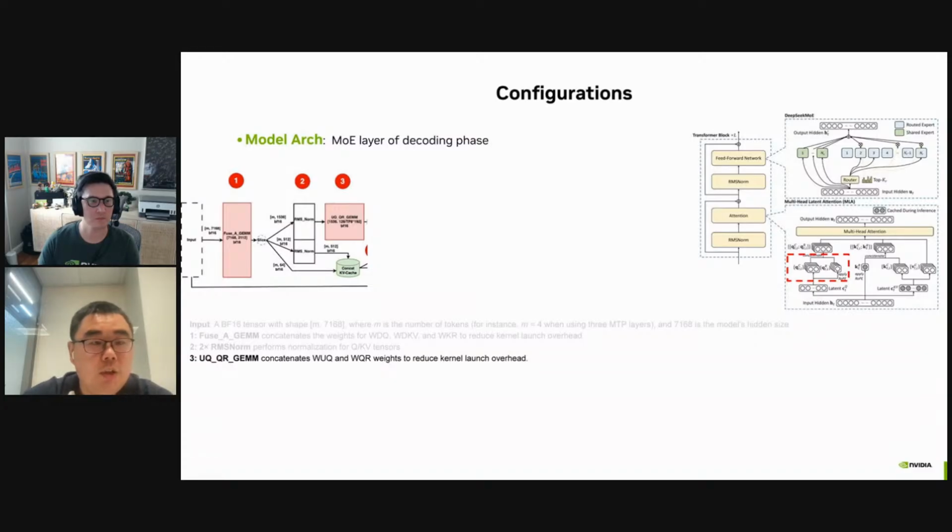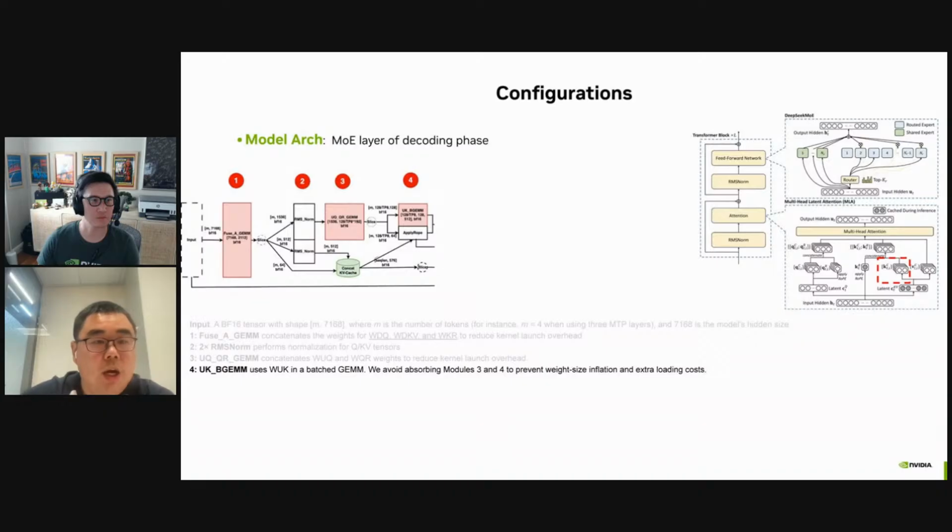Let's concentrate on the query tensor path firstly. The query tensor will be fed to the UQ-QR GEMM, and in this GEMM we concat the WQ and WQR weights to reduce the kernel launch overhead. The outputs of the UQ and QR GEMM will be fed to the WK in a batch GEMM.